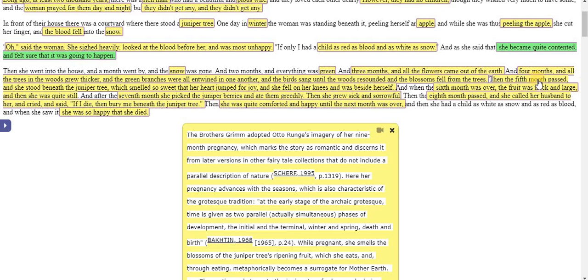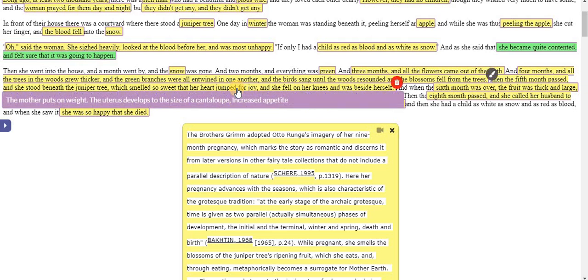So, the 5th month passed, and she stood beneath the juniper tree, which smelled so sweet that her heart jumped for joy, and she fell on her knees and was beside herself. So, the woman has put on weight. From the 5th month, the mother puts on weight, and the womb develops to the size of a cantaloupe, a fruit. So it develops slowly. The womb begins to develop in size, and the woman might develop increased appetite during this time period. She might feel like eating anything and everything, and she will be happy and jubilant as seen in these particular lines.